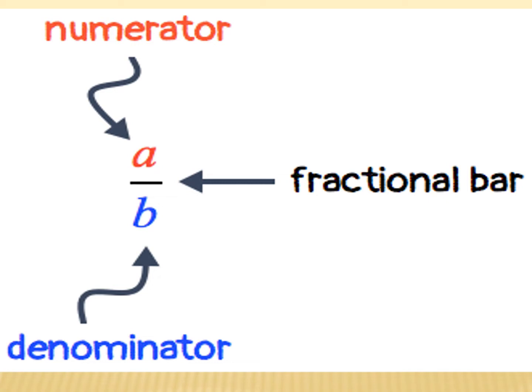My heroes, listen to me. In any fraction, the number that's written up is called numerator. Numerator. And the number that's written down is called denominator. Denominator. Between them you will find the fractional bar.